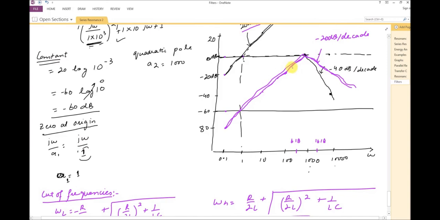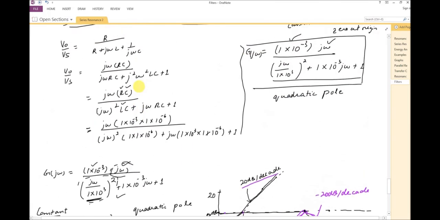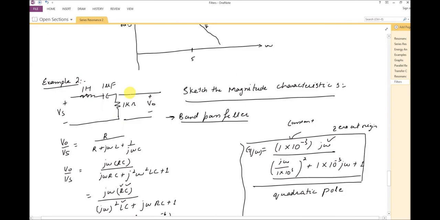So from this point till this point we have a straight line, right? For the band pass filter, we have a constant gain between the lower and upper cutoff frequency. So before and after the lower cutoff frequency and the higher cutoff frequency, we have a slope of minus 20 dB per decade, and between these two frequencies we are getting a constant gain value. So this was the second example in which we have drawn the magnitude characteristic of a series RLC circuit in which the output was taken across the resistor.